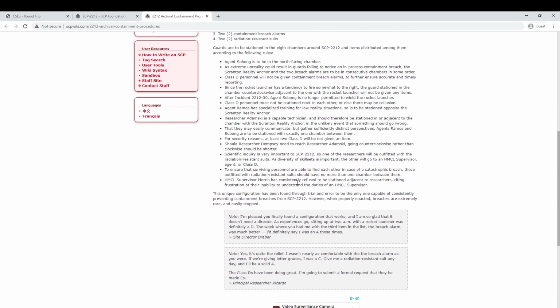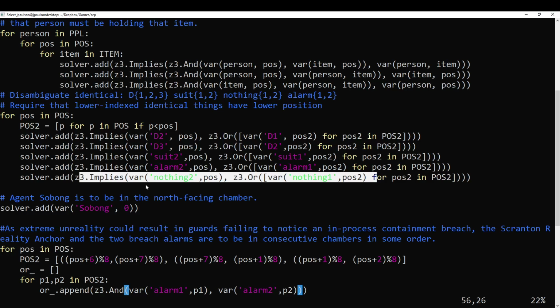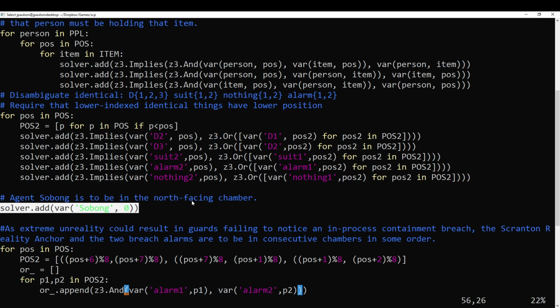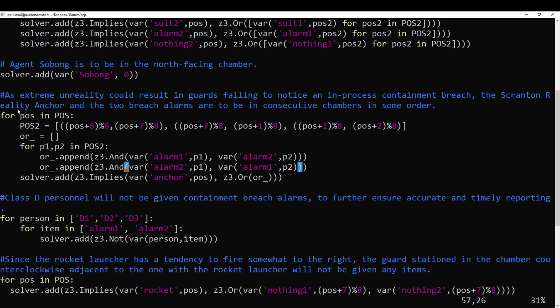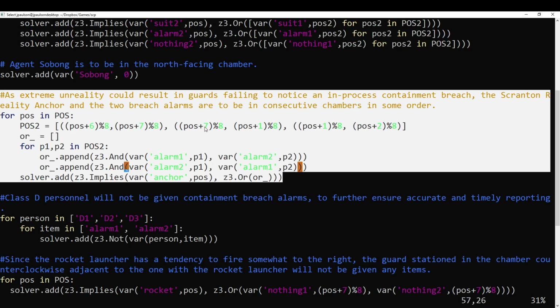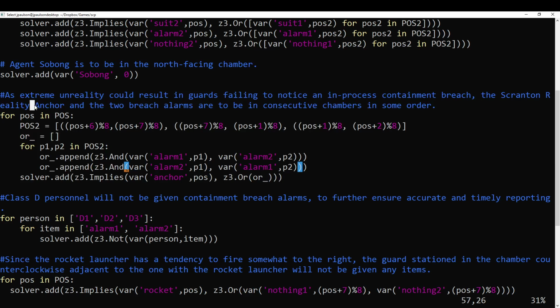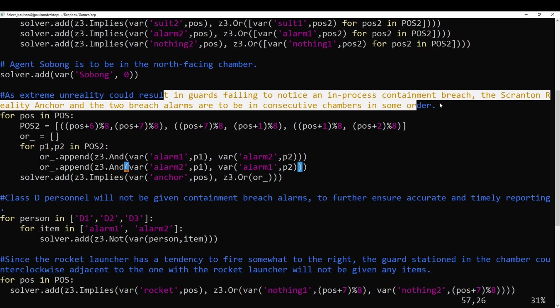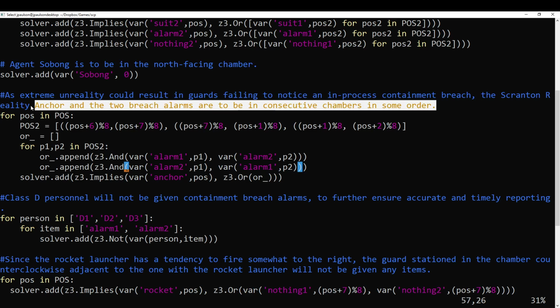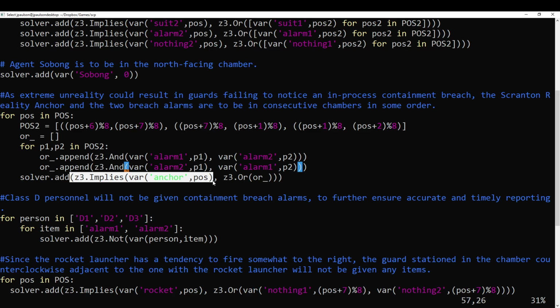Okay, so now we can give the actual clues. So Long is supposed to be position 0. I've written them out in English along with the code. So this one's more complicated. This says that the anchor item and the 2 alarms have to be all next to each other. So the way that I decided to write that down is saying, okay, if the anchor is at some position, that gives us... this is great.